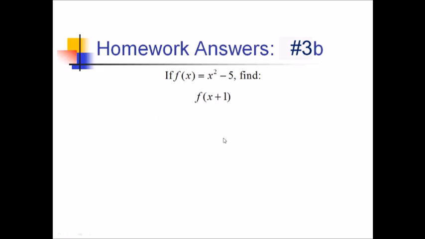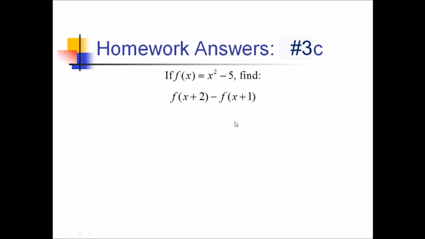For part B, I've got f of x plus 1. So that means I'm going to have x plus 1 squared minus 5. So instead of x, I'm writing x plus 1 in parentheses there. I now have to expand this. So that will be x squared plus 2x plus 1, all that minus 5. And then this will be x squared plus 2x minus 4.